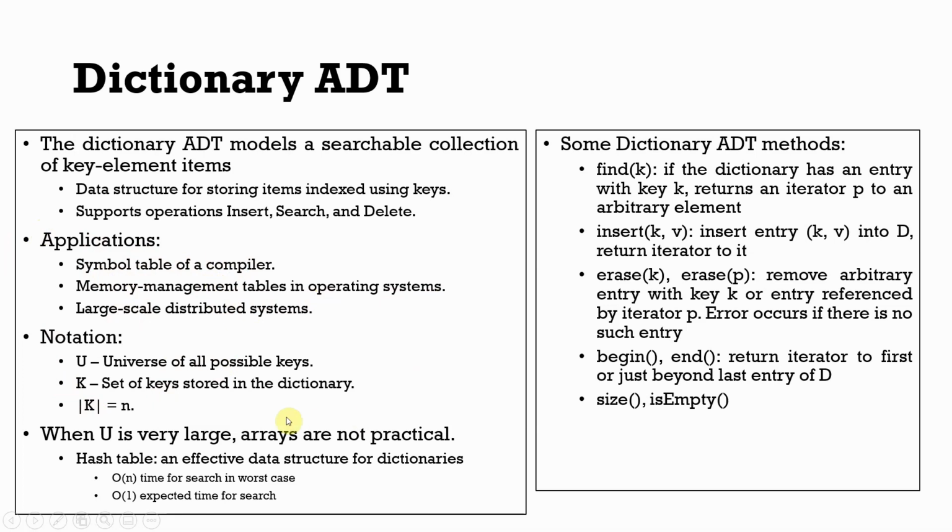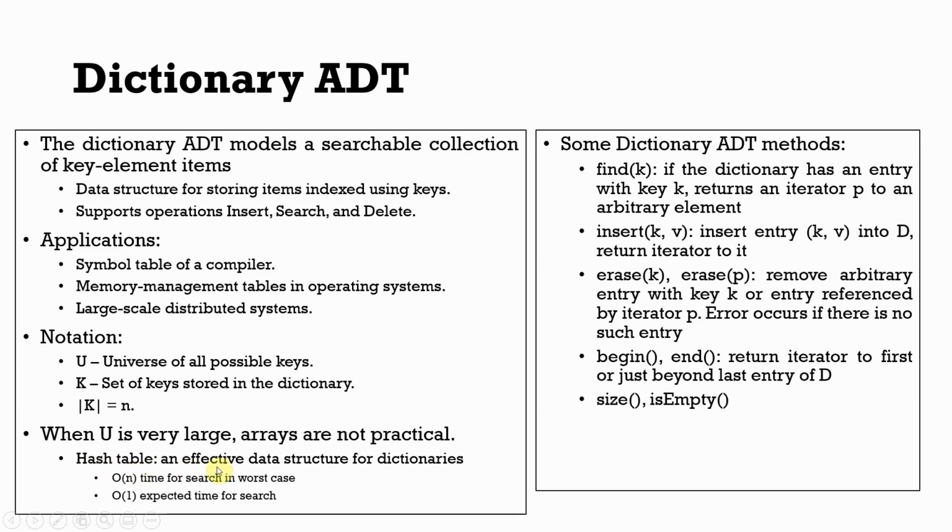Some common notation used for dictionary abstract data type is U for universe of all possible keys, right? So like a set of all possible keys, and K, which is going to be the set of keys that are actually stored in the dictionary. So it's basically K is a subset of U, and the number of elements that are stored in K is usually known as N. So one way of implementing it might be using arrays, but when U is a very large set, arrays are not practical because all these operations are not going to be done efficiently: insertion, searching, and deletion. So a solution would be another concept called hash table.